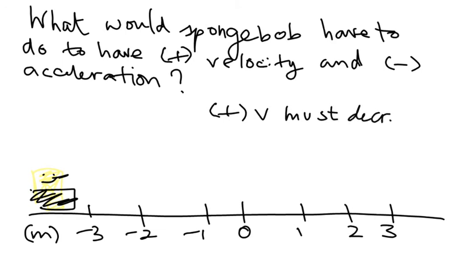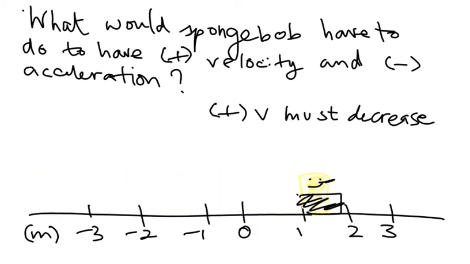Okay, and what that means in terms of SpongeBob's motion is that at first SpongeBob is going at a certain speed, but his velocity decreases and he comes to a stop probably. Maybe he doesn't all the way reach a stop, but the point is he's moving to the right, that's positive velocity, and he's slowing down. That's negative acceleration.